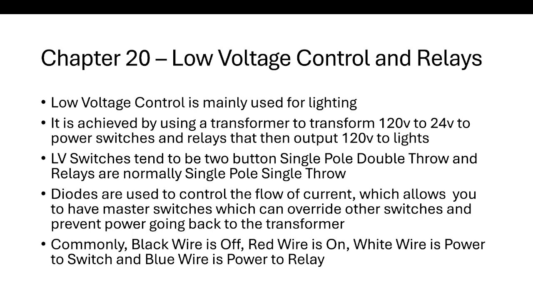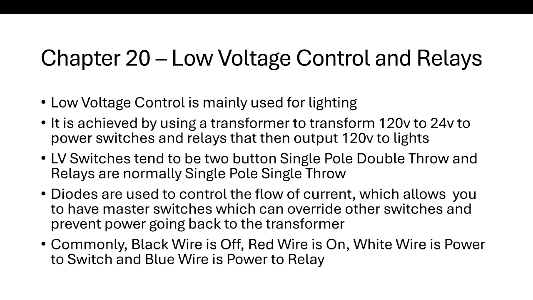Diodes are used to control the flow of current, which allows you to have master switches, which can override other switches and prevent power from going back to the transformer. So, for example, in the low voltage job sheet, we use the master switch to power lights 2 and 3 without their respective switches affecting the other's light.